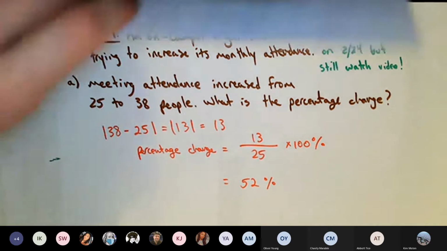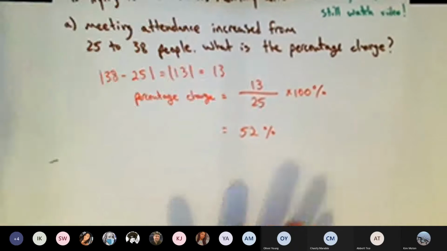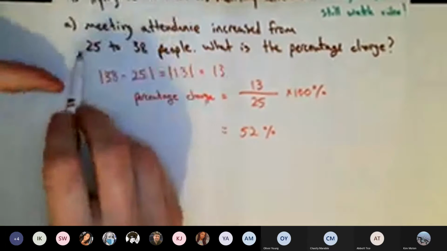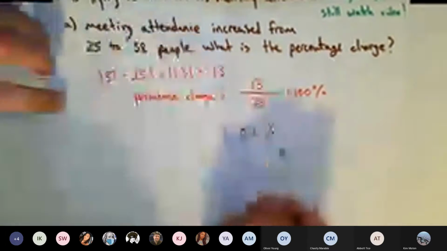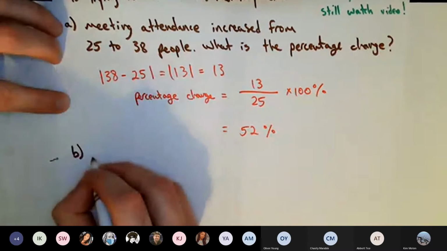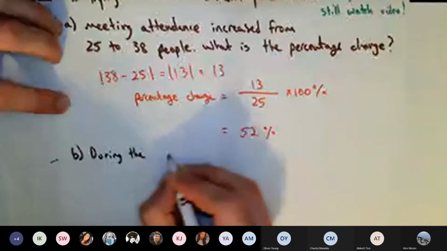All right, part B. Let's move to part B. It says during the third meeting, so the first meeting is 25, the second meeting is 38, and then during the third meeting, only 31 people attended.